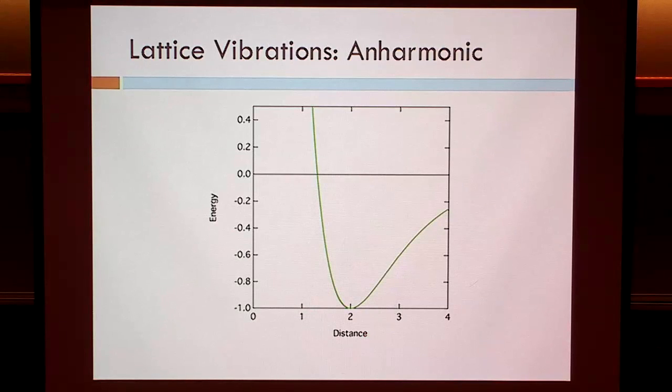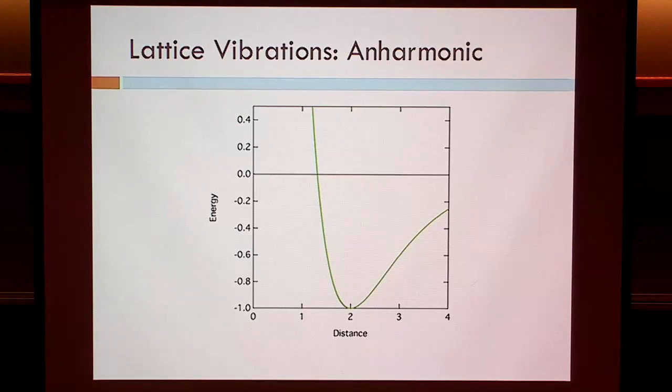They don't do the same thing because as you compress the material, the electron clouds start to overlap and the energy rises very quickly. As you stretch it, though, the energy rises more slowly because in the limit that you've separated the atoms an infinite amount, the binding energy just trails off, asymptotes to 0. It doesn't go off to infinity, it asymptotes to 0. And so we get this asymmetric dependence of energy on distance. This is called an anharmonic well because of this asymmetry.